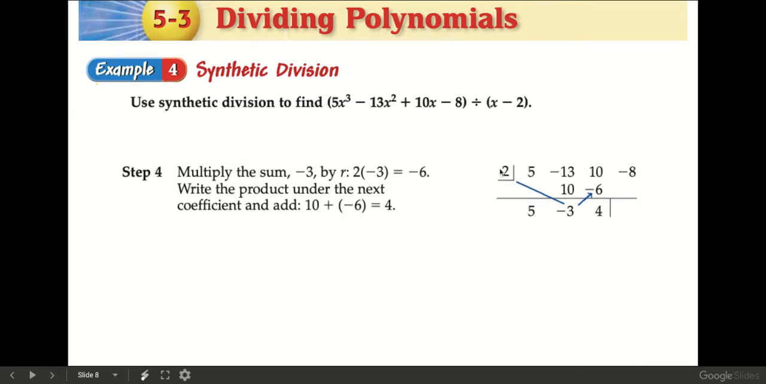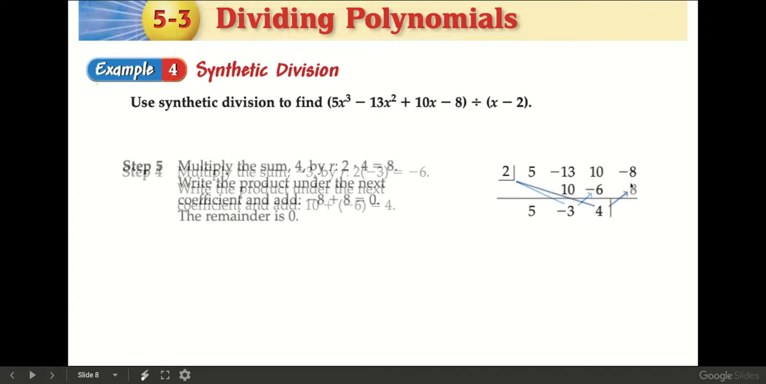Okay? So now I'm going to do 2 times 4. 2 times 4 is 8. And negative 8 plus 8 would be 0. So this has a remainder of 0.